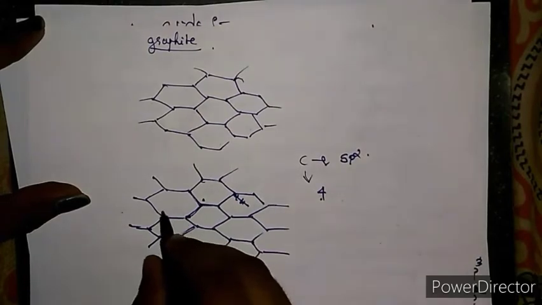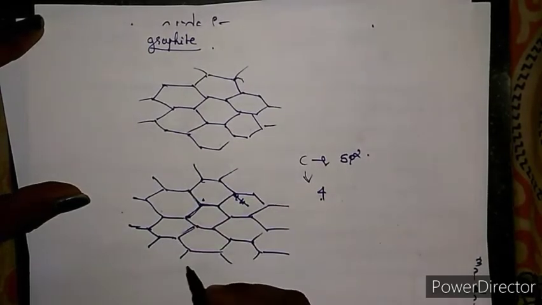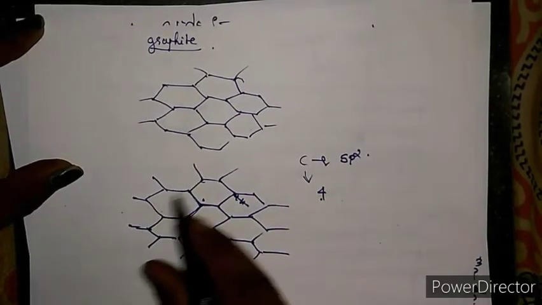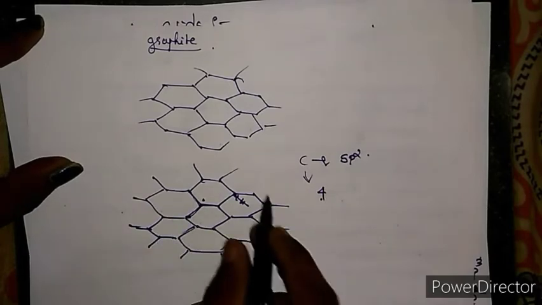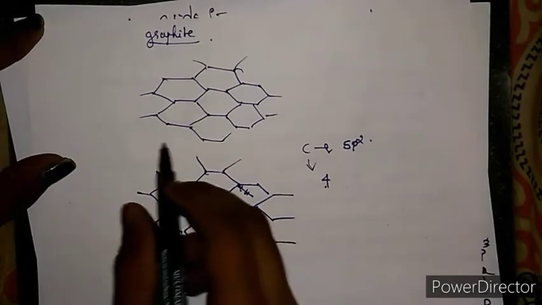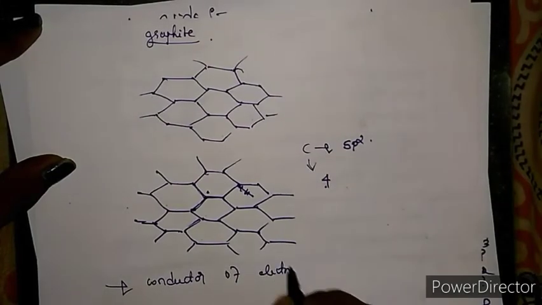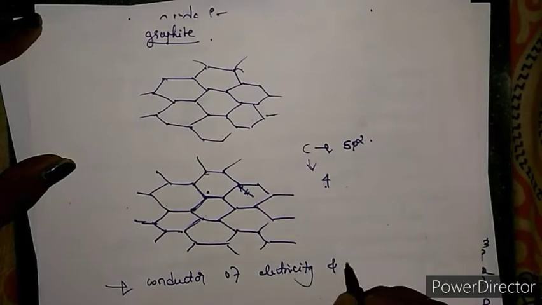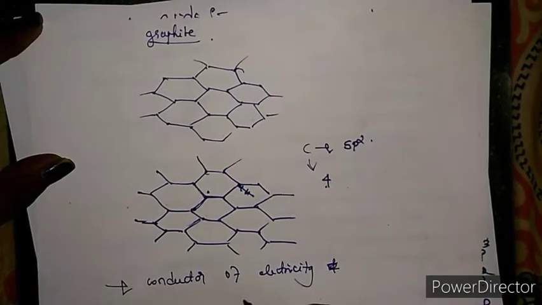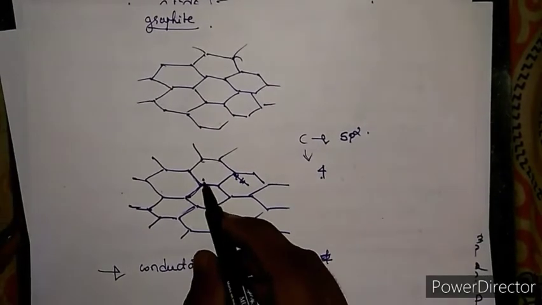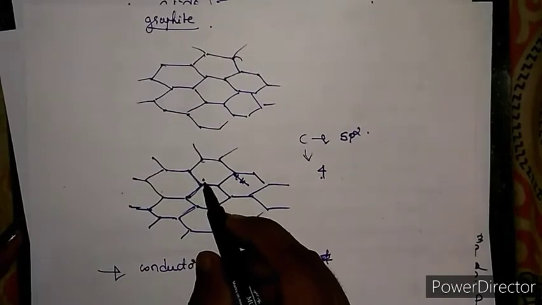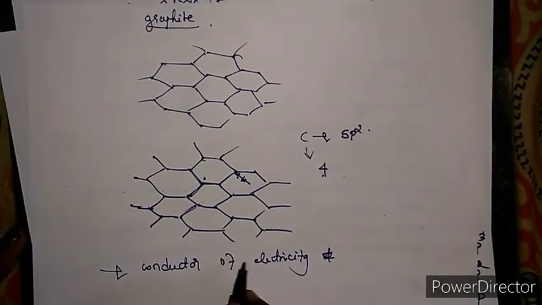Okay, so there will be many electrons available, and they are freely moving, right? And because of this free movement of electrons, graphite is a conductor of electricity. It is a good conductor of electricity. Why? Because of the availability of free electrons. And that's why it is a good conductor of electricity.